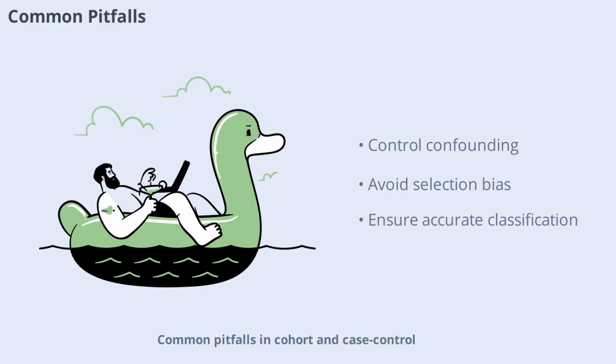Common pitfalls in cohort and case control studies include inadequate control of confounding, selection bias, and misclassification of exposure or outcome. Awareness of these issues and proactive planning can help researchers avoid them. Regular training and quality assurance measures are also important for maintaining high standards in research.